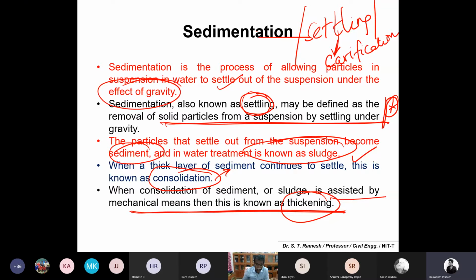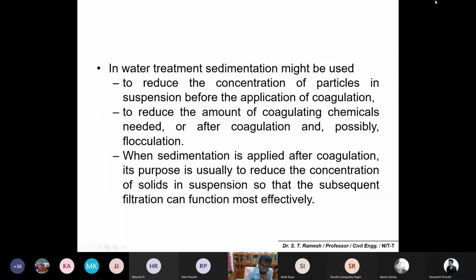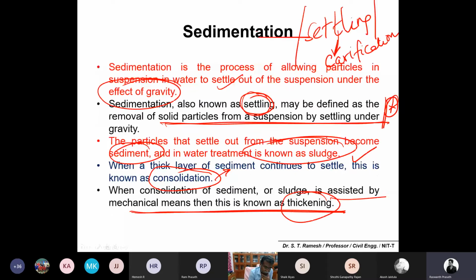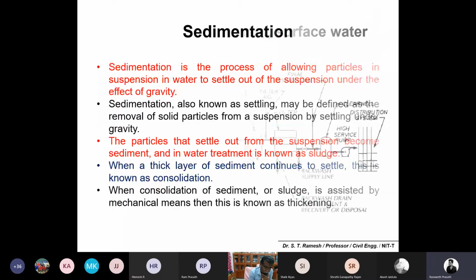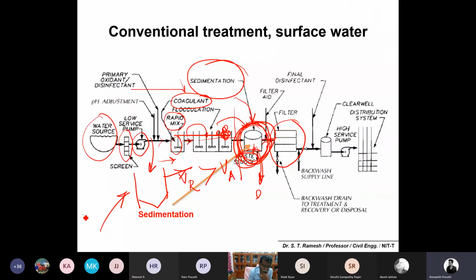Yes. So these are the objectives. The main objective is to reduce the concentration of particles. Please listen carefully: to reduce the concentration of particles in the suspension before the application of coagulation. That means there could be one more sedimentation tank in this position. If it is added, you can call it pre-sedimentation. Is it fine? Before the coagulation process.